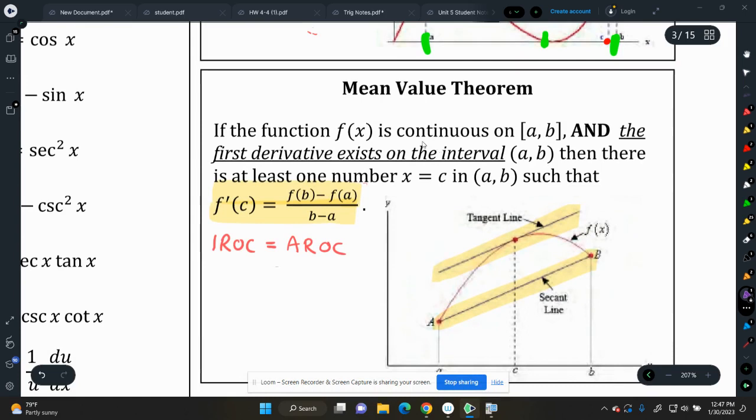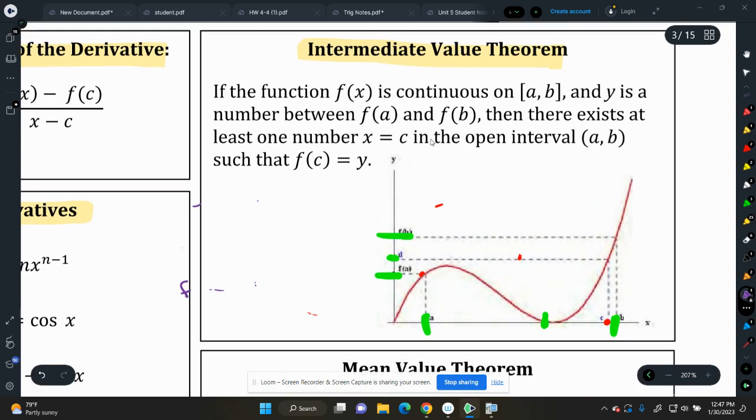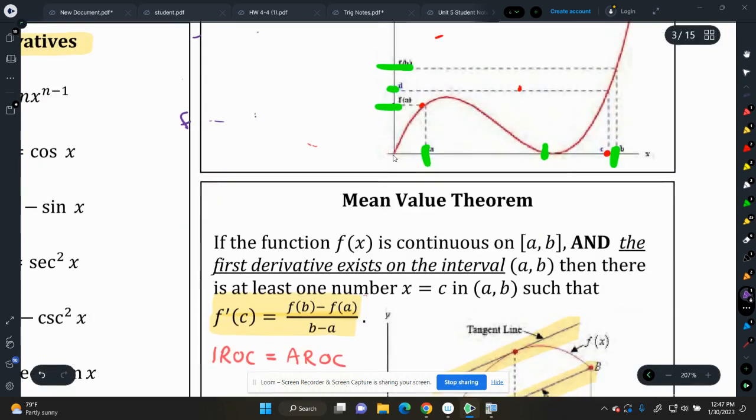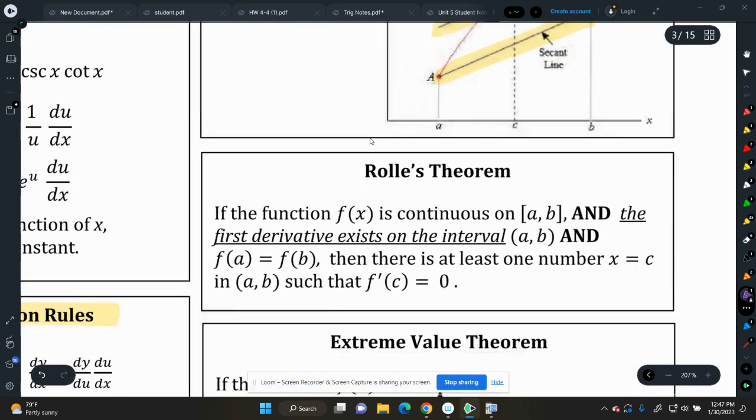Of course, differentiable implies continuous, right? So if it's differentiable, we know it's continuous. Two of them say differentiable and continuous. One simply talks about continuity. So the intermediate value theorem just has to be continuous. It doesn't have to be differentiable. The mean value theorem is continuous and differentiable.